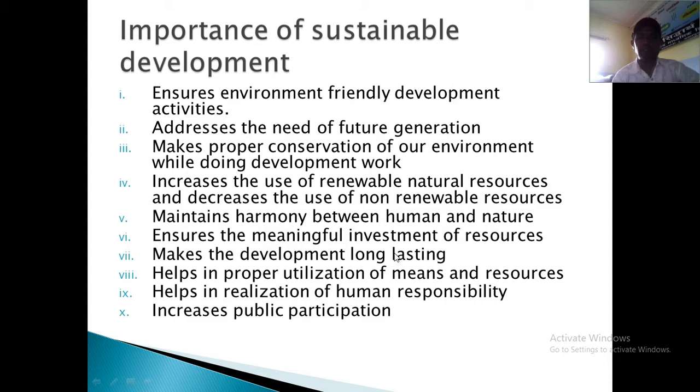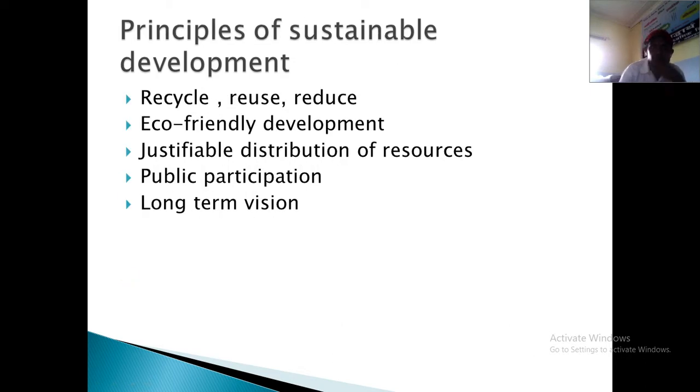And ensure the meaningful investment of resources, make the development long lasting and help in proper utilization of means and resources. It helps in realization of human responsibility. Remember that sustainable development focuses on realization of our responsibility. What is our responsibility? And increase the public participation. These are the importance of sustainable development.